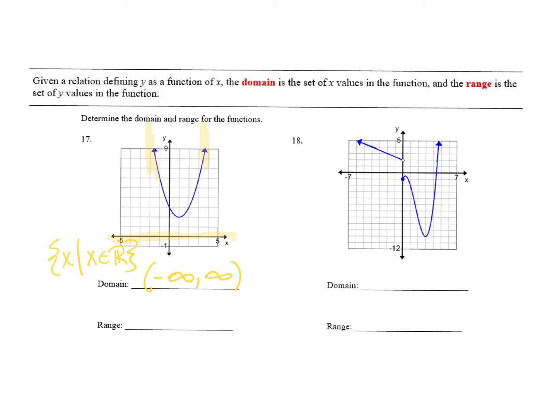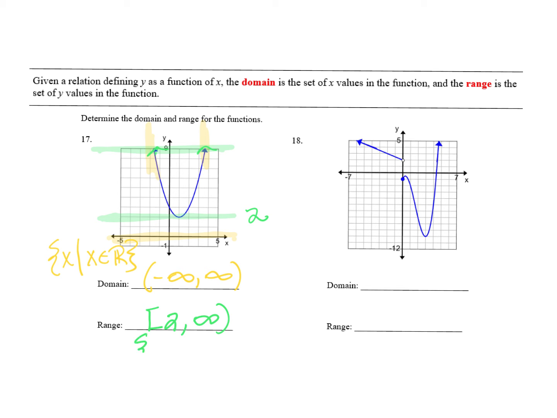Now, the range is going to be a little different. The range is my y values. So I have to look at my lowest y and my highest y. Well, my lowest y is right here at positive 2, but my highest y is arrows. That means I'm going to start at 2, but I'm going to go up forever. And so interval notation wise, I would start with a bracket 2, and then I would go to infinity.